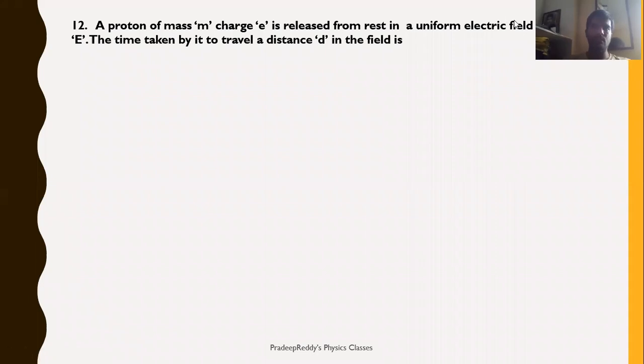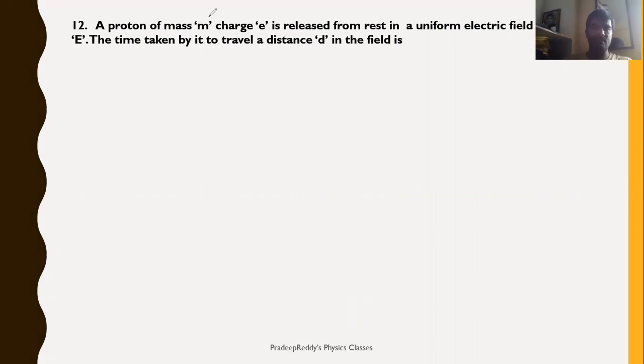Students, in this particular video session, we are going to learn few problems based on concept of electric field. As a part of that, we have few problems starting with the first one.